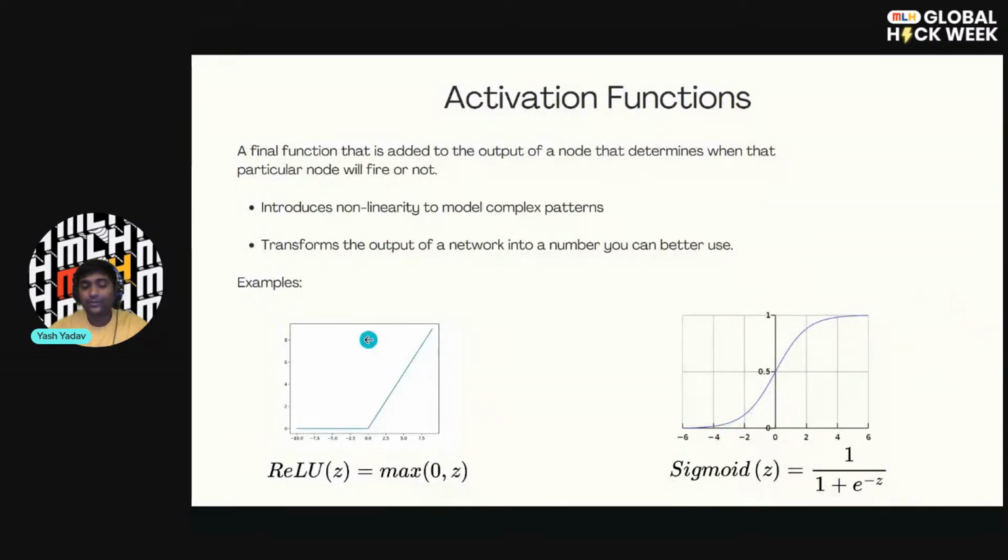So to quickly recap, ReLU is used for introducing non-linearity in hidden layers, and sigmoid is used to give an output as a probability in classification, binary classification problems.